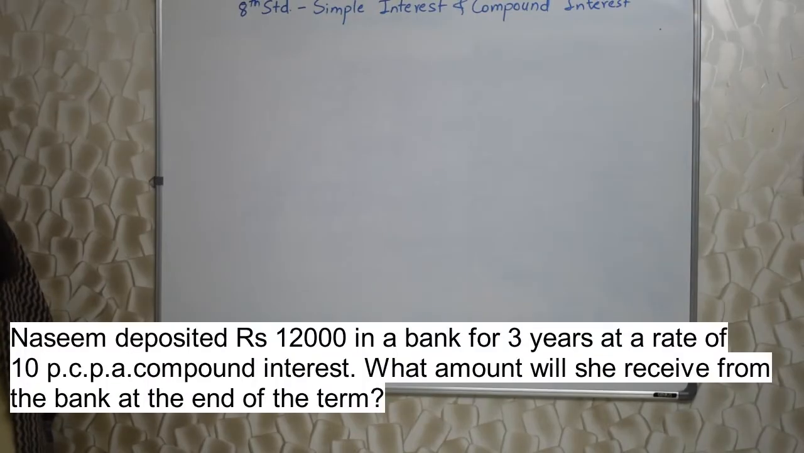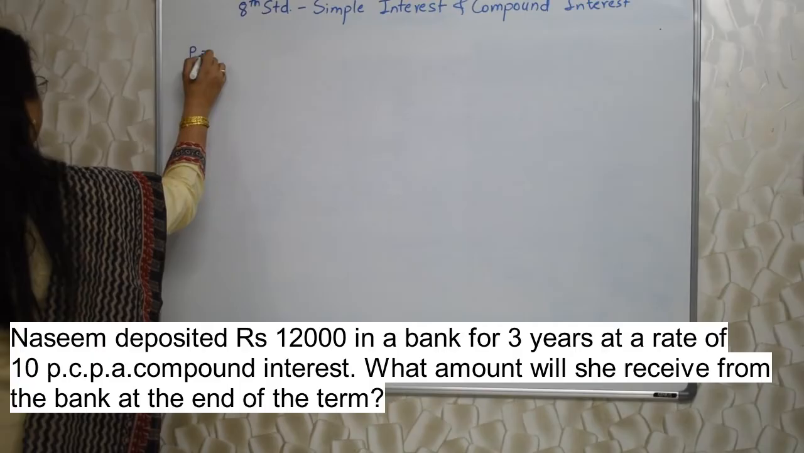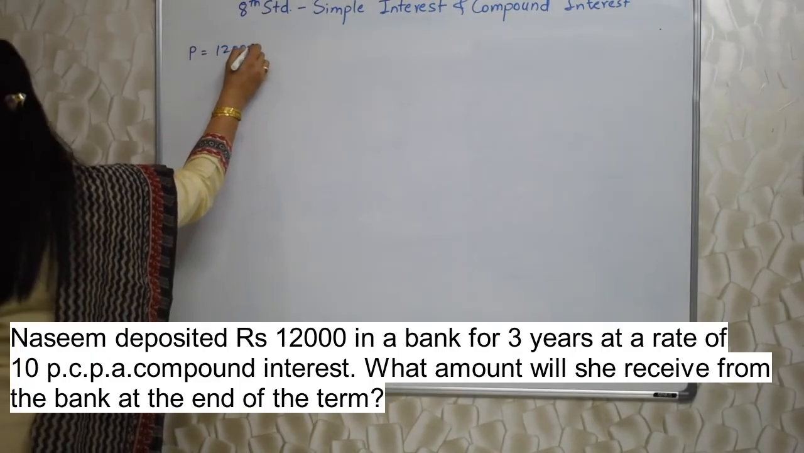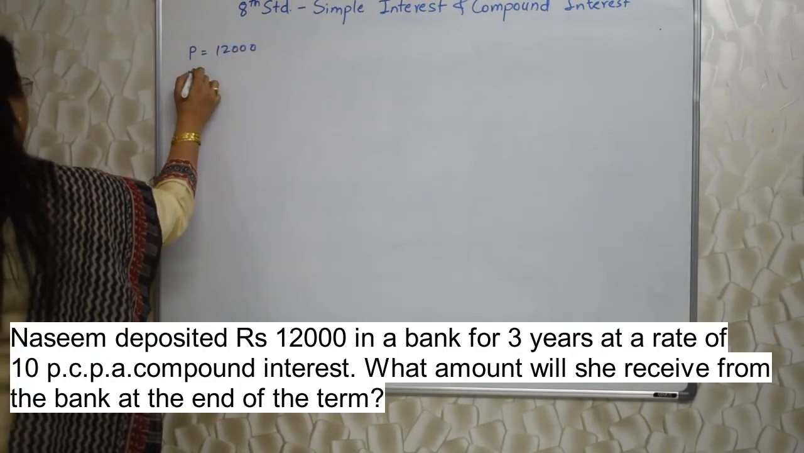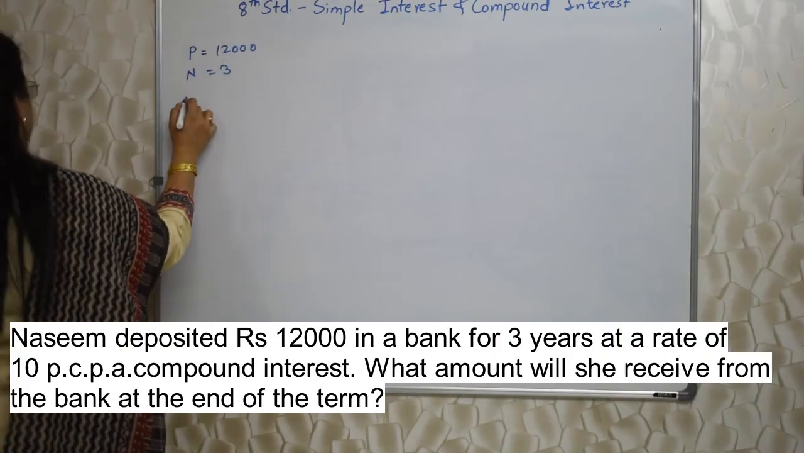Naseem deposited rupees 12,000 in a bank for 3 years at a rate of 10 PCPA compound interest. What amount will she receive from the bank at the end of the term? Okay, not necessarily always we borrow from the bank. Here she has deposited, so she is going to earn interest. Deposited 12,000 means P is 12,000, N is 3 and R is 10.